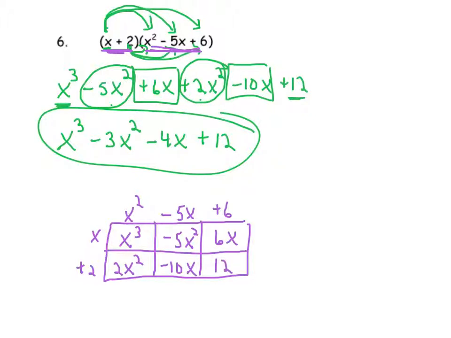Now, when I combine like terms, notice the like terms will be diagonal across from each other. So I'd get x cubed by itself. These two would be negative 3x squared. And then these would also be combined. So I'd get negative 4x plus 12. So I get the same answer, it's just a different strategy. Again, you get to choose which kind you would like to do. All right, we've got a couple more problems to go.